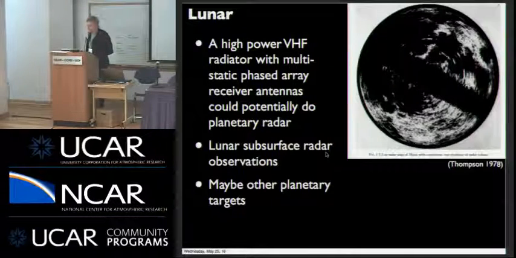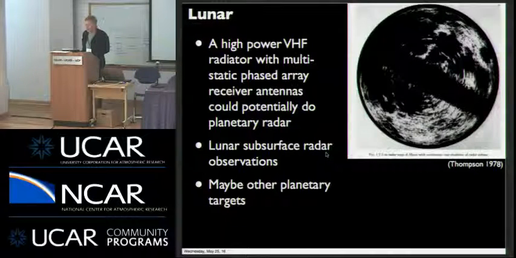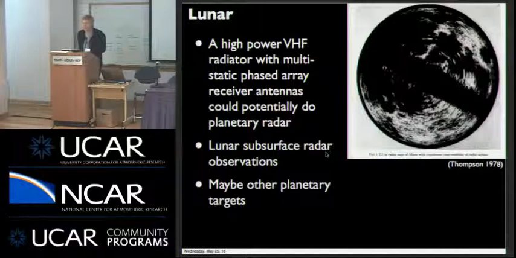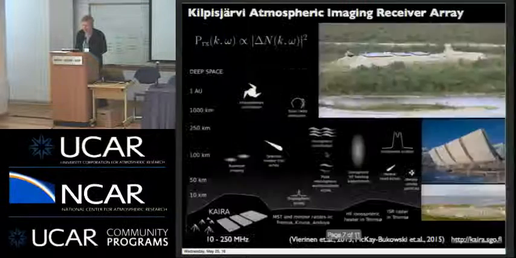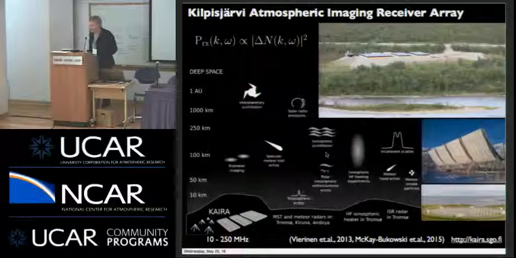Lunar. The longest wavelength map of the moon that I know of is Thompson, 1978. He used 7.5 megahertz at Arecibo. We could try to redo this. Their signal processing has advanced a lot. Oh, sorry, 40 megahertz, and we could do better focusing, better mapping, and see what's underneath the lunar regolith. And it has been done before.